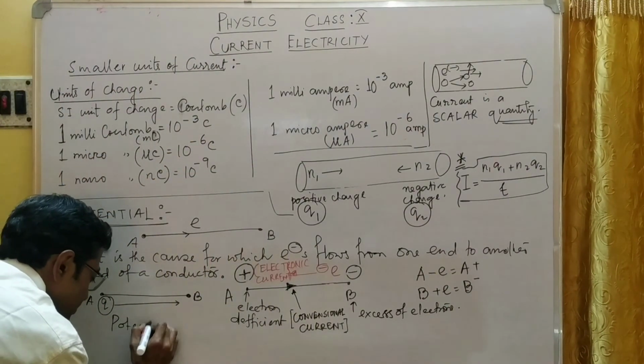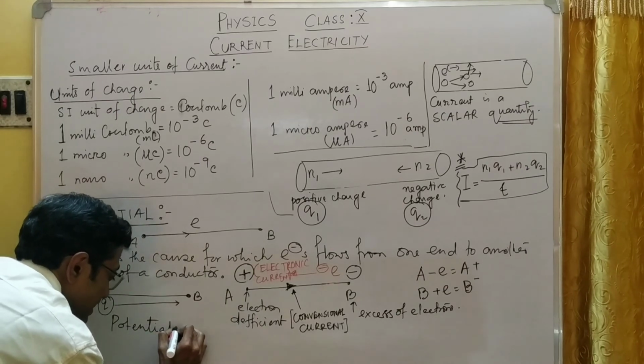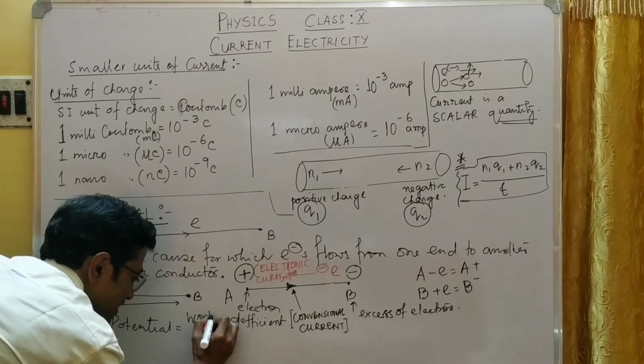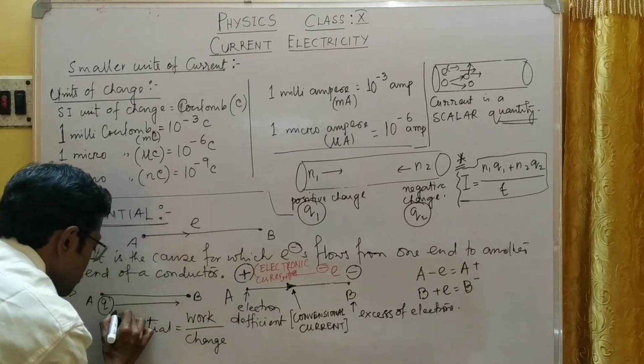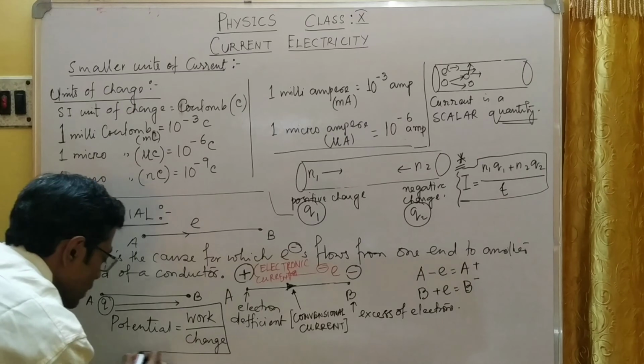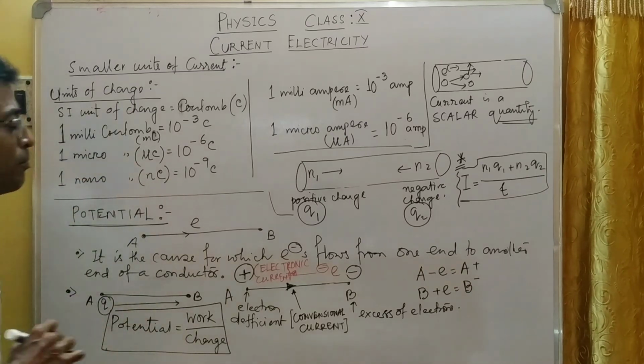Potential is work done divided by charge. Remember this one. Potential is equal to work done by charge.